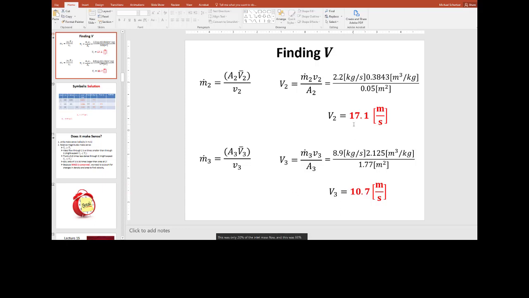So how come this velocity is higher, right? And we have to remember, conservation of mass is about conserving mass. It's not about conserving velocity. It's also not about conserving volume. So the volumetric flow rates might be totally different.